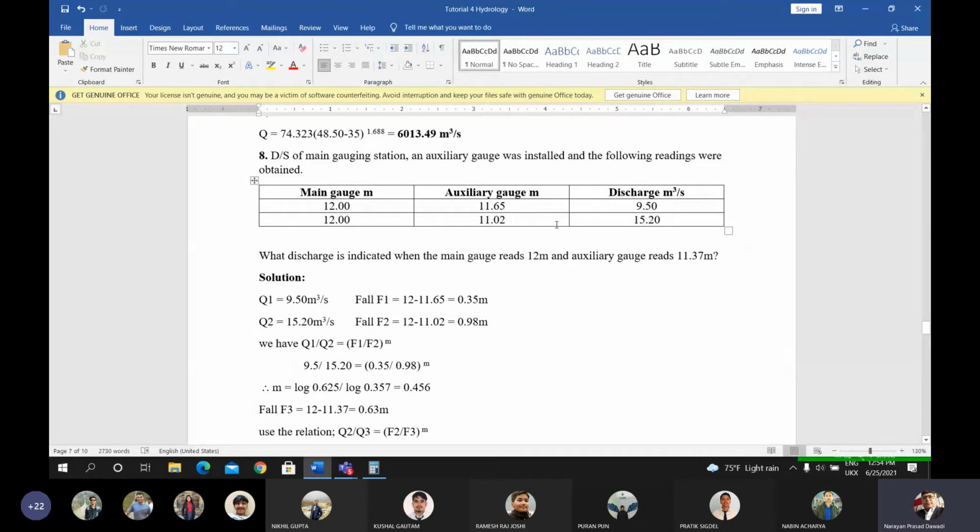The discharges are 9.5 and 15.20 meter cube per second respectively. Now, what discharge is indicated when the main gauge reaches 12 meter and the auxiliary gauge reaches 11.37 meter?